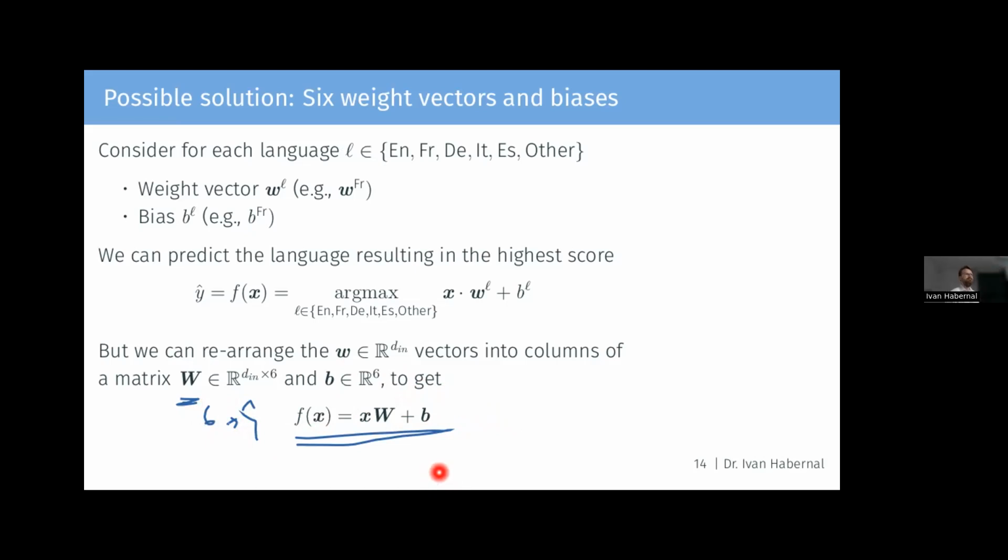Yes. What do we do with biases? We treat them the same way as before. For each language we have a bias, so we convert the bias into also a 6-dimensional vector, and everything works out with the dimensions. Yes, thank you. Any other question?